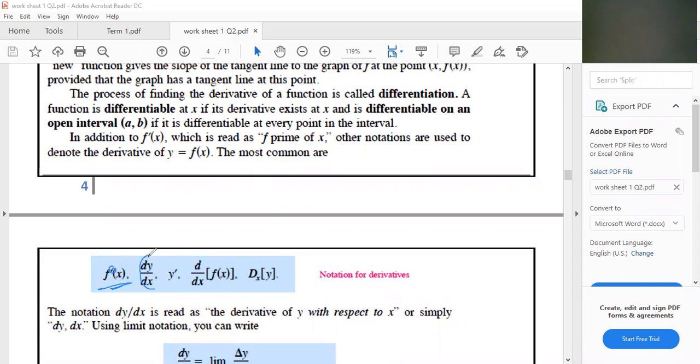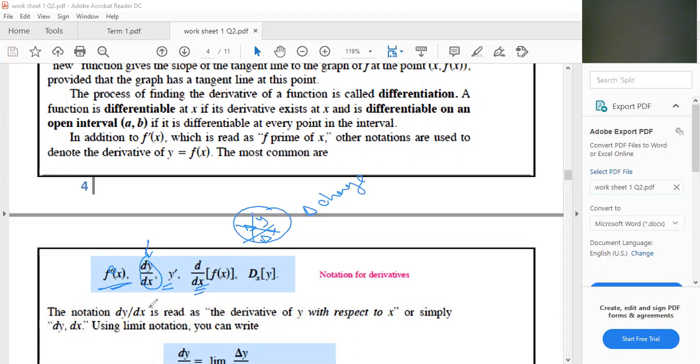We can use dy by dx. This one doesn't mean delta y, the change in y over the change in x. No, it is not. Delta means a change, but here it means derivative. We can say y prime. We can say d by dx, the derivative with respect to x. With respect to what? X.